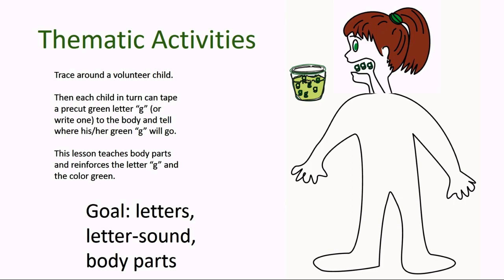on the paper on the floor, one child volunteers, and you trace around the child's body. And now every child can have an opportunity to either tape a pre-cut letter G, green letter G if you want to, or to use a marker and put a letter G where they want their G to go. So each child gets to trace a place where their letter G goes down the body. And so you can have some in the head and some in the hair and some in the fingers and some in the toes and some on the tummy, etc. So it's a way to again reinforce the theme of body parts and at the same time practice those letter G's in lots of different ways.